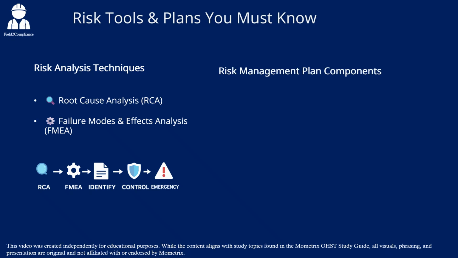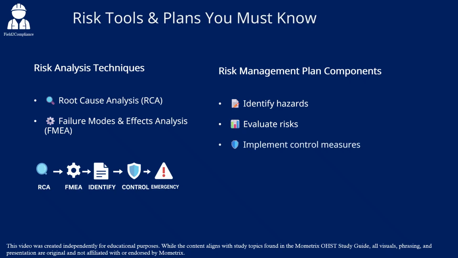Risk management plan components. This is your blueprint for prevention and preparedness. First, identify potential hazards, then evaluate them. How likely and how severe? Implement controls to reduce those risks, and most critically, plan for emergencies so you're never caught off guard. This is where all the concepts we've covered come together. Tools, training, and planning to build a workplace that's not only safe but ready for anything.